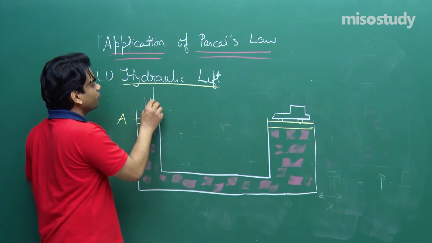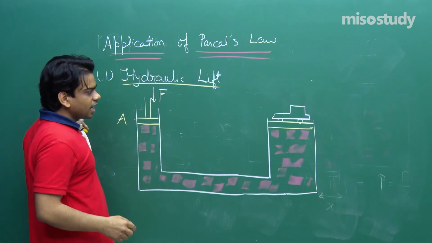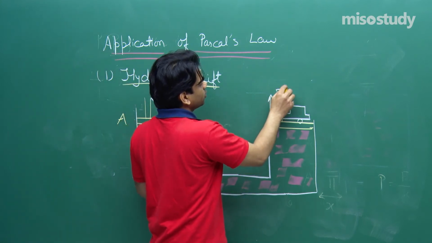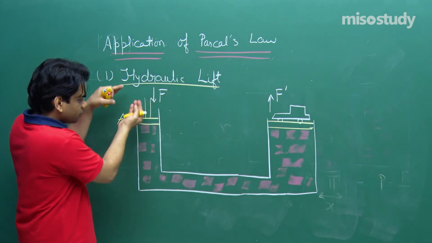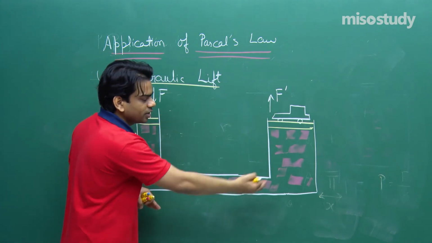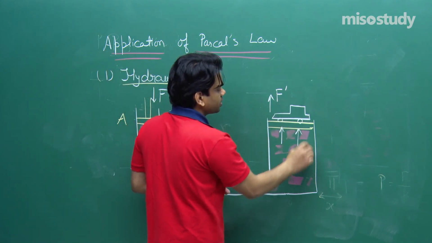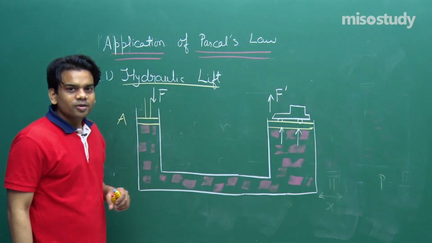Suppose you apply a force F here, and let's say you are obtaining a force F dash over here by applying a force F here. What will happen when you apply a force F? This piston will go inside, as this liquid is contained here. This liquid will try to exert a force on this piston, and hence this is going to move up.